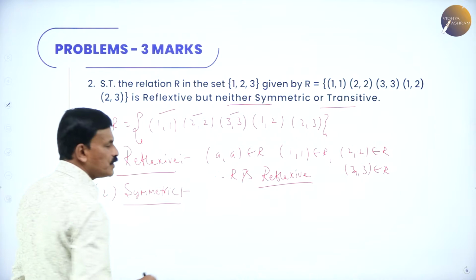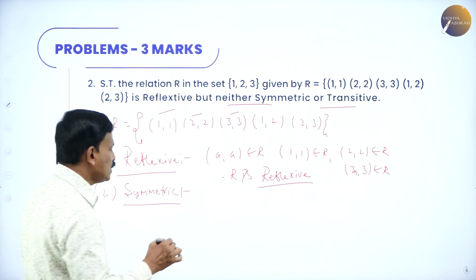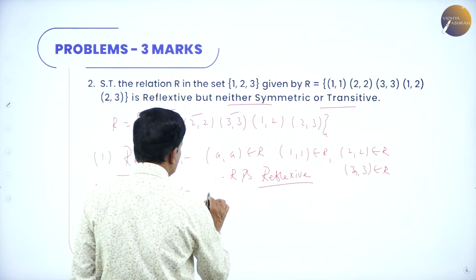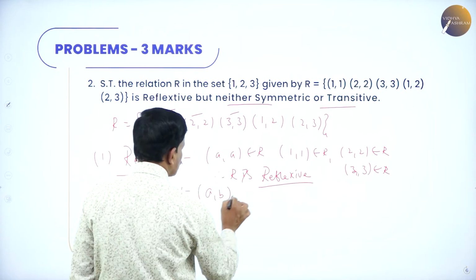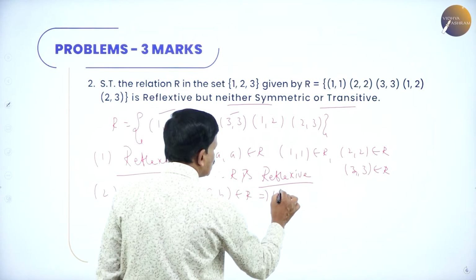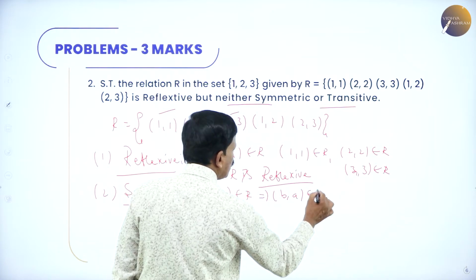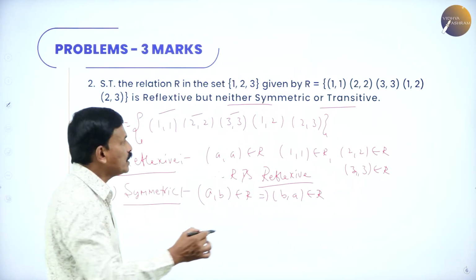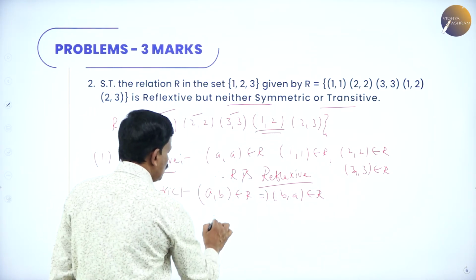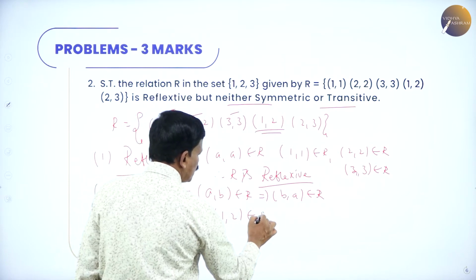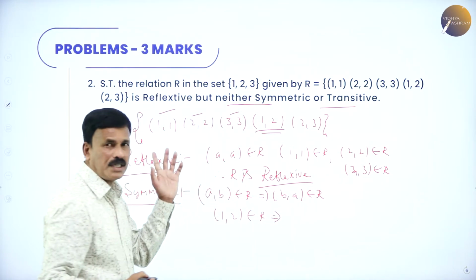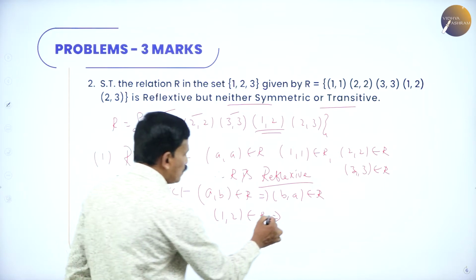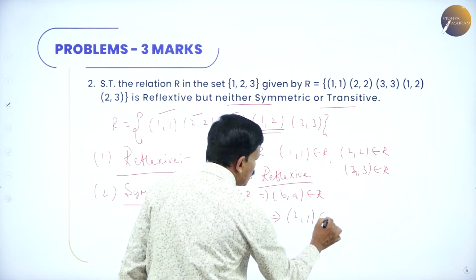Symmetric. What is the definition of symmetric? If for all a, b belonging to the set, (a, b) belongs to R implies (b, a) also belongs to R. Let us take (1, 2). (1, 2) belongs to R, right? (1, 2) is in the set. Now check whether (2, 1) is there or not.